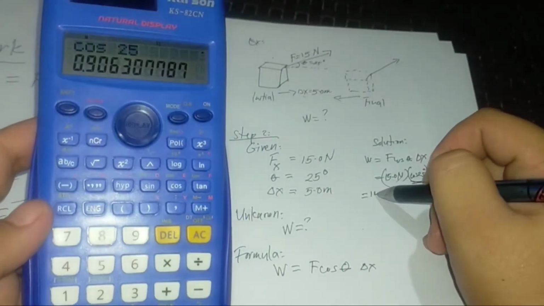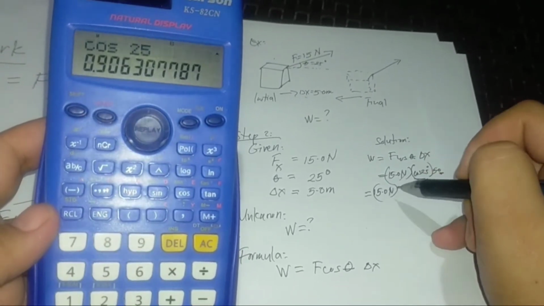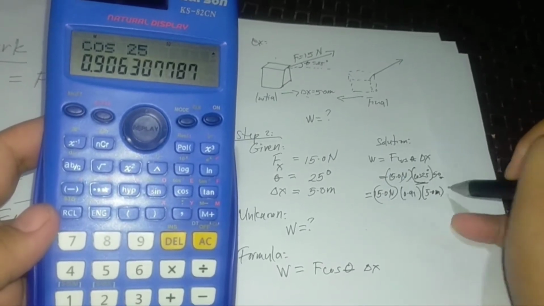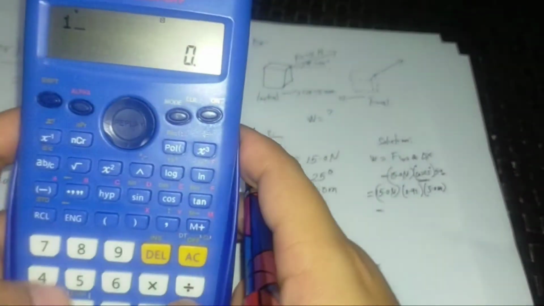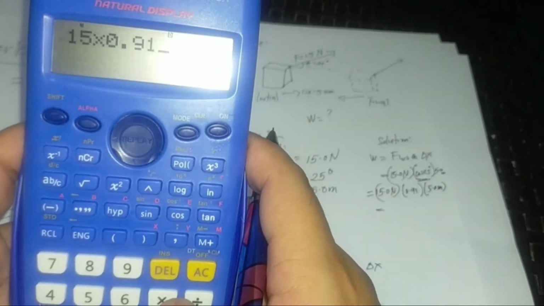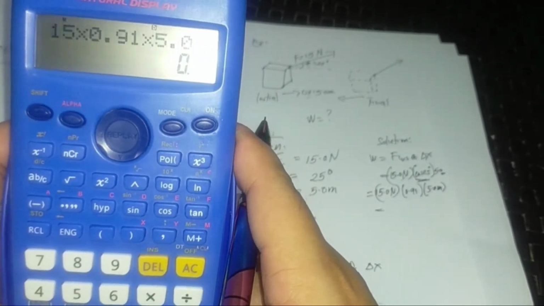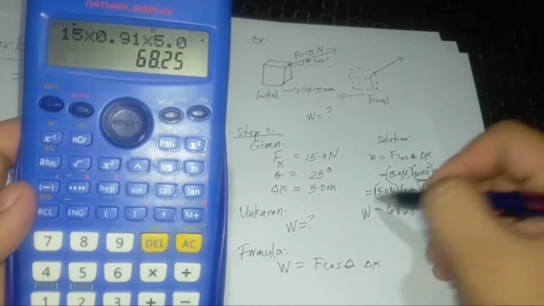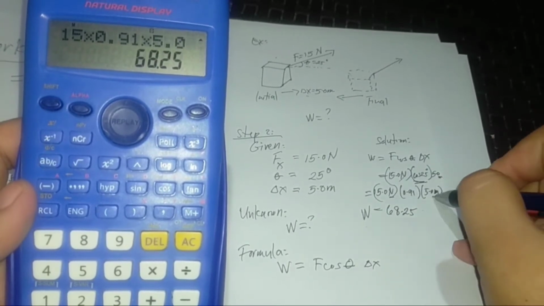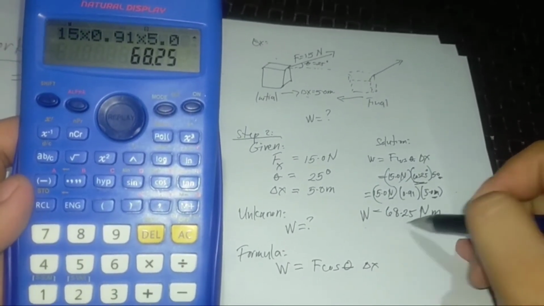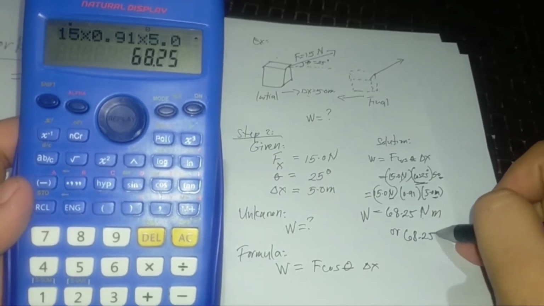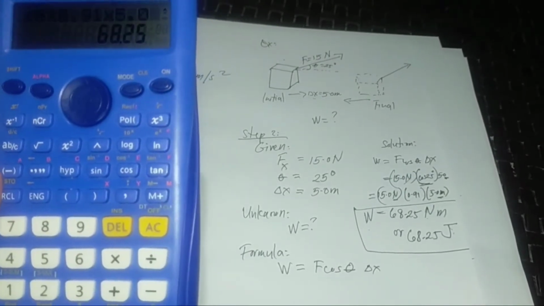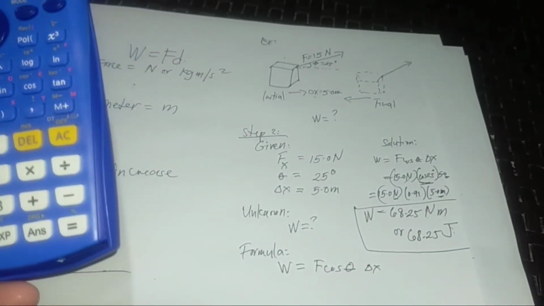So let's write 15.0 Newton times 0.91 times 5.0 meters. Ready to solve. We have 15 times 0.91 times 5.0, so the answer will be 68.25. So W is 68.25. Remember the units, Newton meter, or simply 68.25 joules. So this will be our answer in that illustration. So get it, guys?